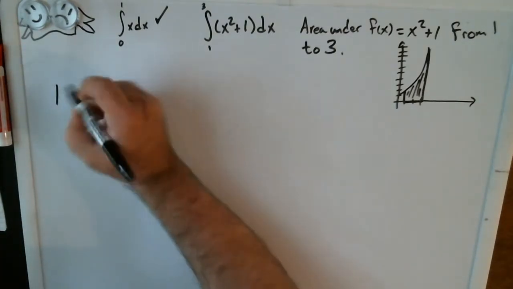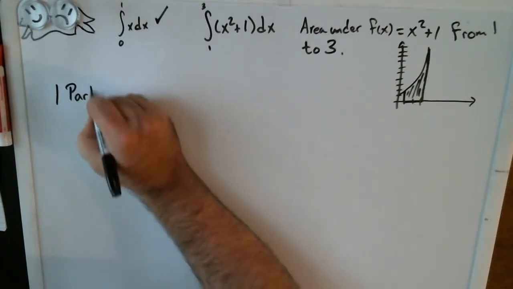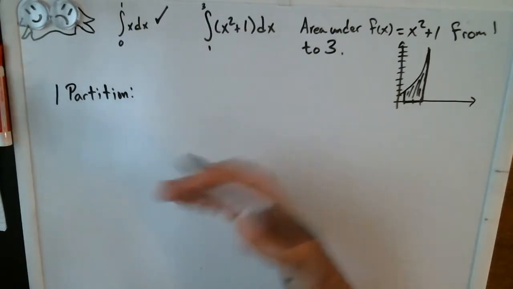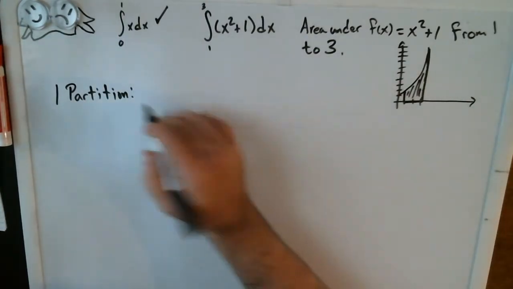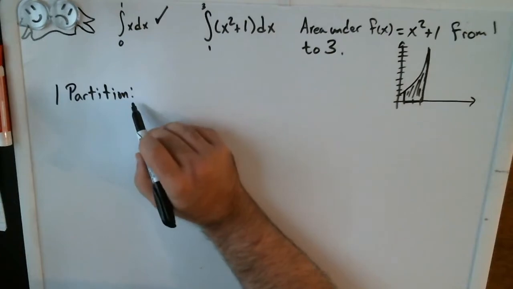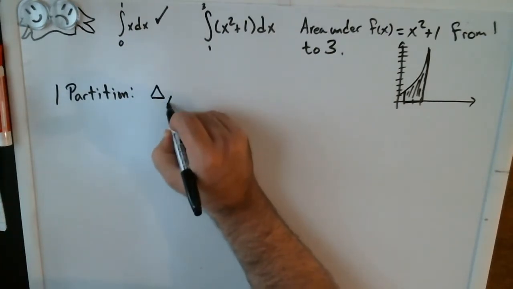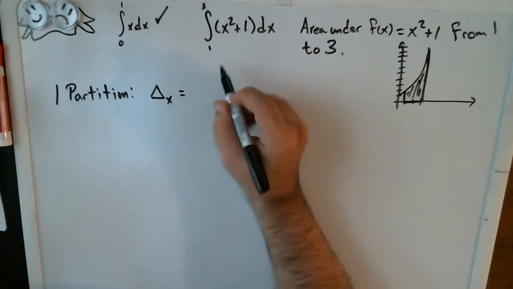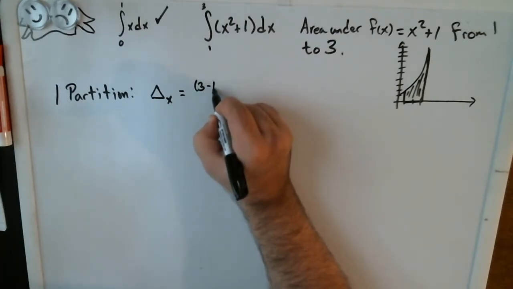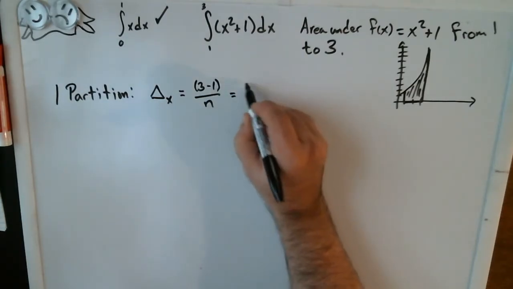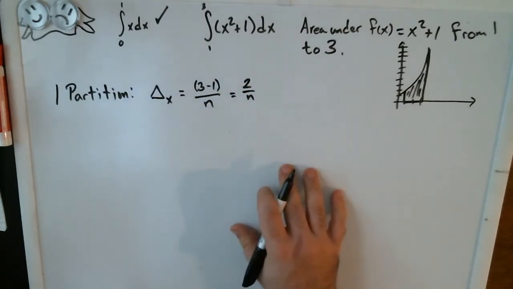Okay? So step 1, I want to make a partition. If you want, pause the video right now and try to do it. Or you can pause it at each individual step here. So make a partition. Now, for my partition, the distance between each point is going to be the length of the total interval divided by how many pieces I chop it up into. So that's where I get the 2 over n.